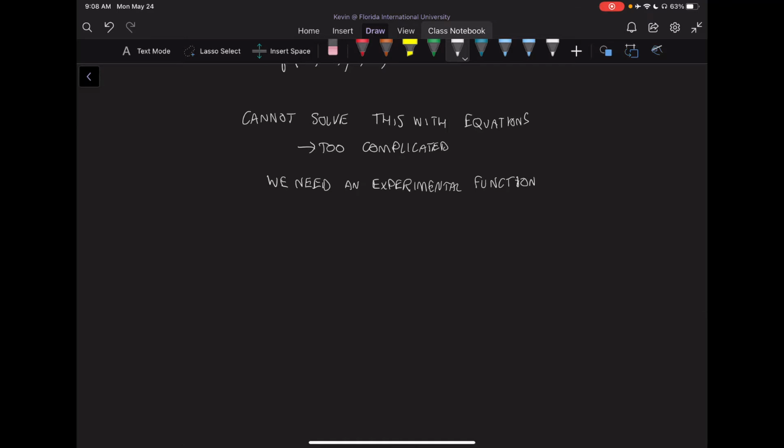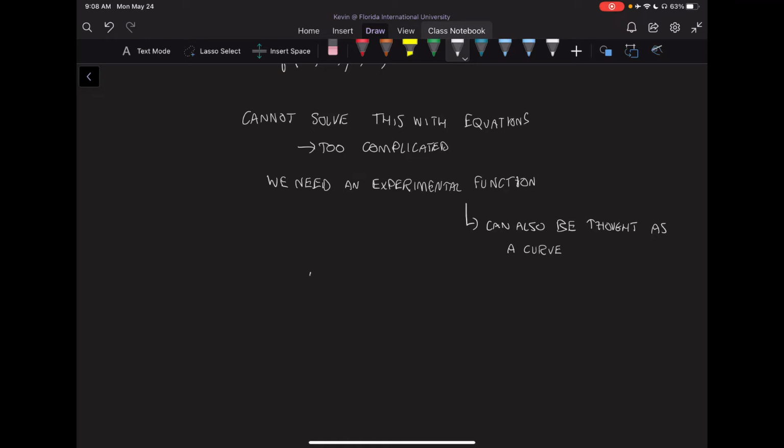So what is an experimental function? An experimental function can be thought of as a curve. Okay, it's just a curve relating two parameters.